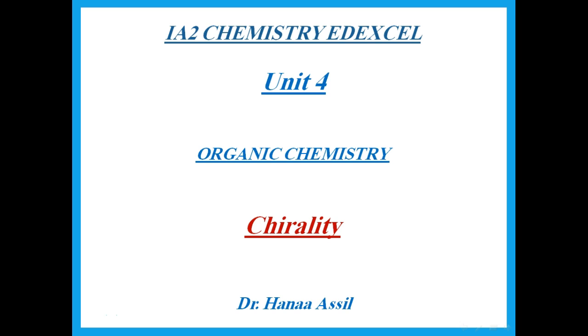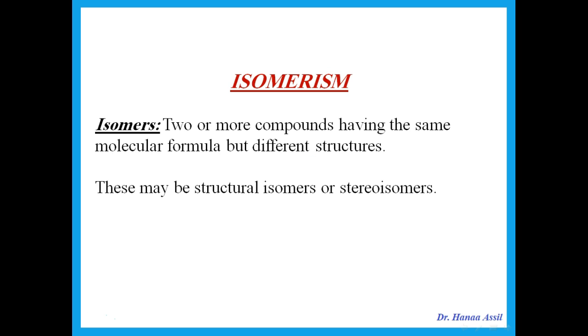So this is for unit 4 of the A2 chemistry syllabus. So let us talk about chirality. What is chirality? It has to do with isomerism.